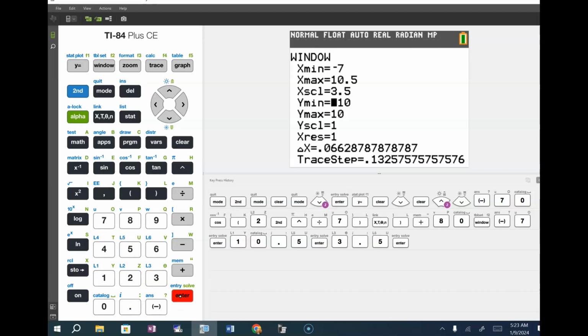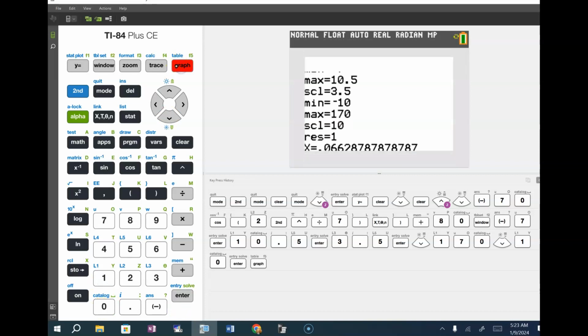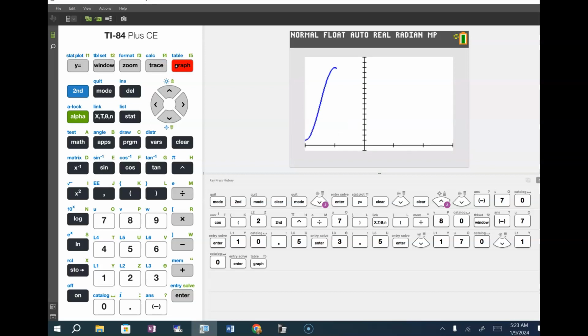I always like to see the axes, so I'll leave negative 10. The maximum occurs at 150, so for the maximum I may go up to 170, just to go a little higher. And the scale, I think I'm going to make that 10. And then when I hit graph, I should see what I see on paper. So I'm going to hit graph and take a look at this.